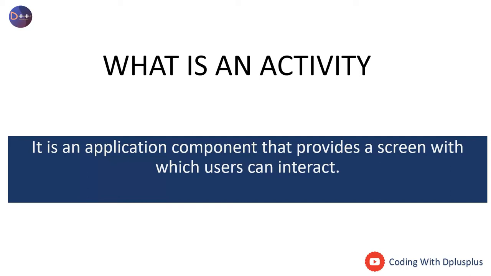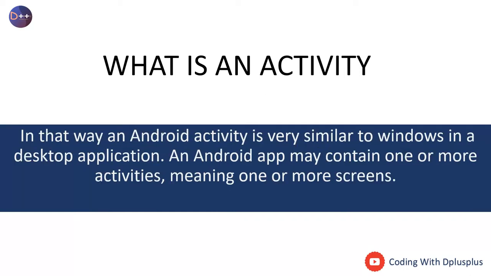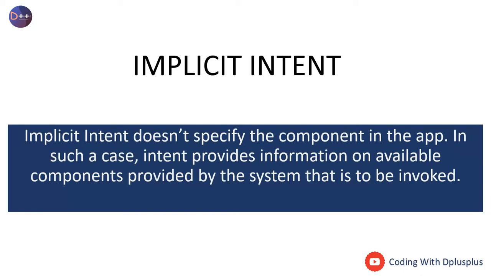But one thing I want you to understand is that activity and fragment work mostly the same way. In that way, an Android activity is very similar to a window in a desktop application. An Android app may contain one or more activities, meaning one or more screens. It's not necessary to have a limited number of activities in your mobile application. You can have more than that, depending on the kind of app you're working on.